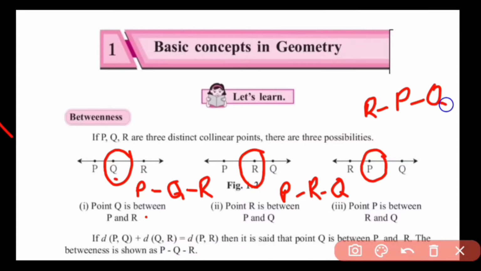So in the first possibility, we can write it as distance PQ plus distance QR is equal to distance PR. This PQ plus QR will be equal to PR. In this way, we can find out the distance of points when three points are collinear. Let us see few more examples by solving the sums from practice set.